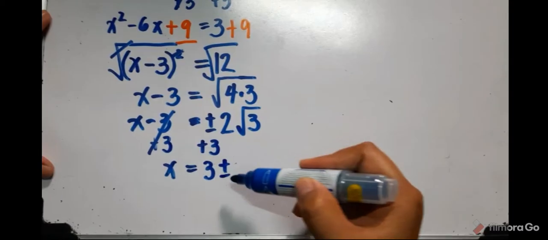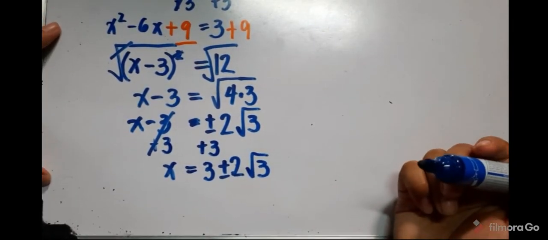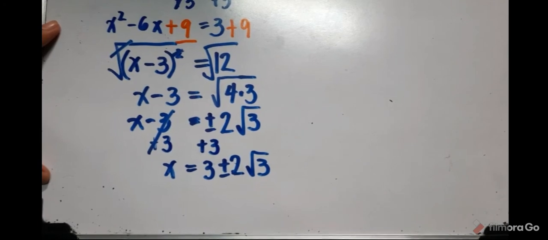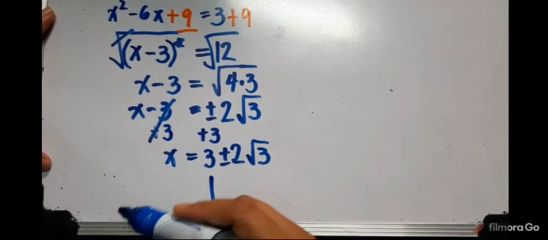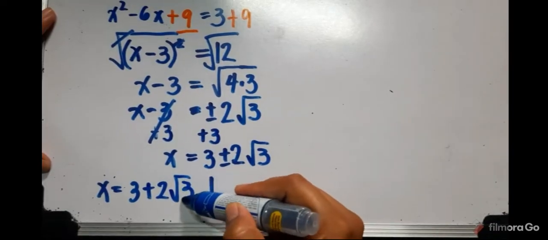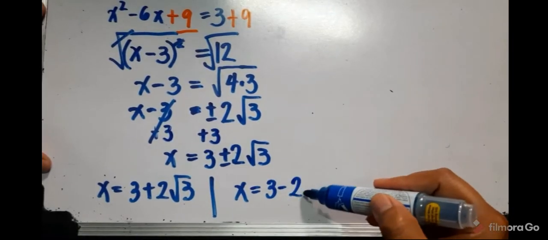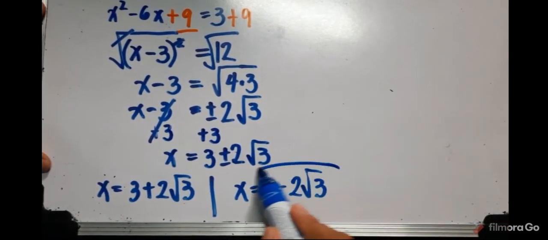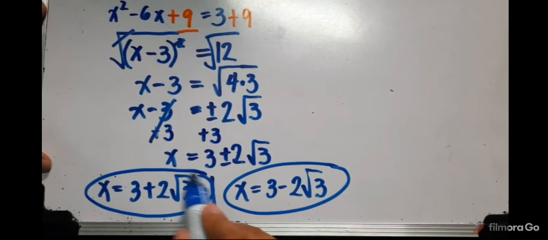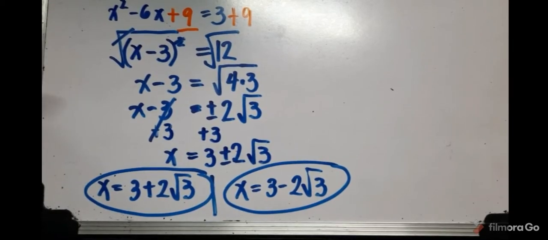3 plus and minus 2 square root of 3. So we need to write this as 2 roots. So that is x equals 3 plus 2 square root of 3, and on the right side is 3 minus 2 square root of 3. Now, we have the two roots of the given equation, x squared minus 6x minus 3 is equal to 0.